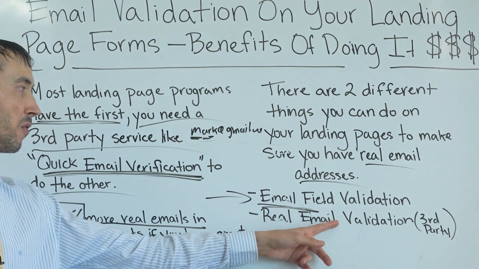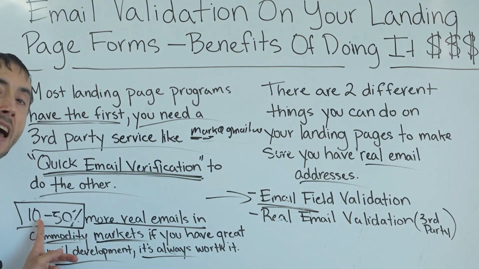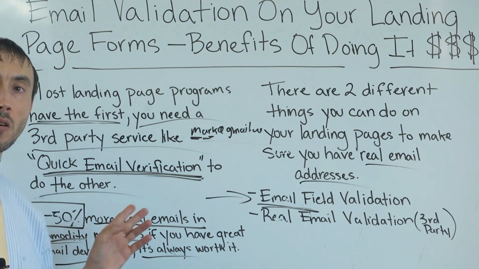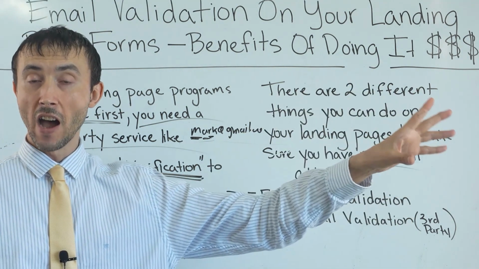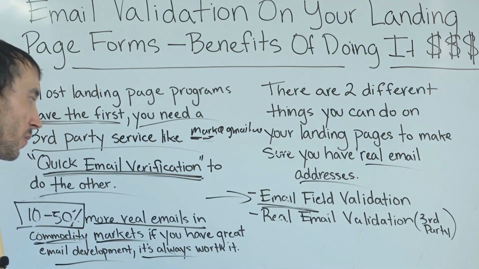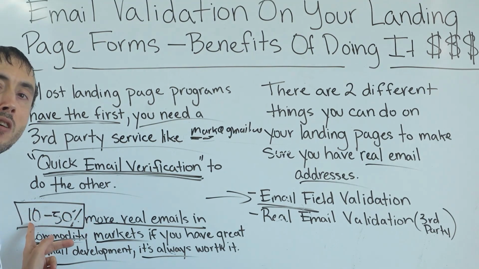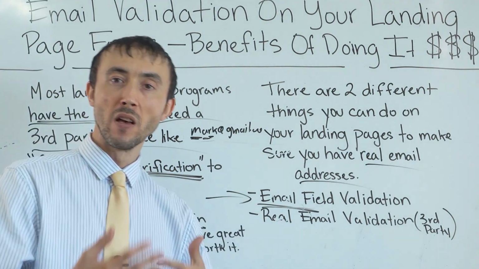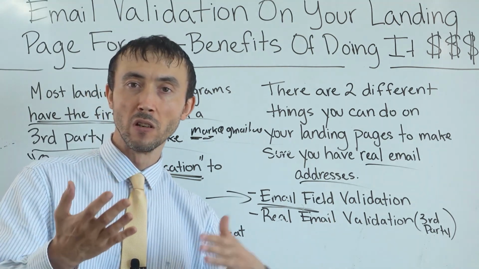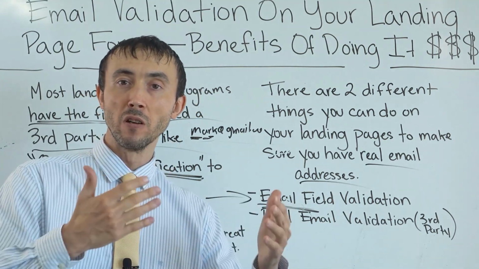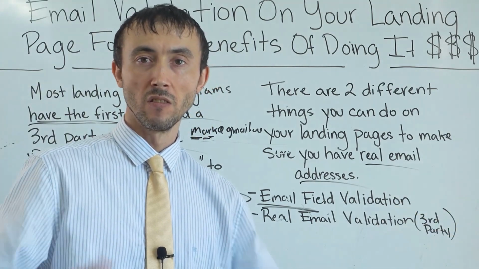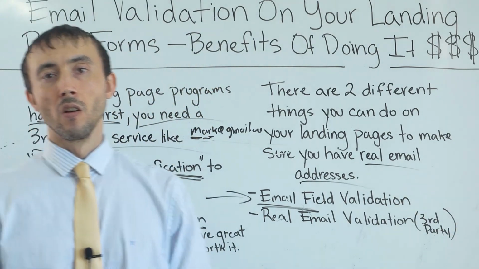So anyway, with that said, 10 to 50% more real emails than you're getting before when you add real verification of emails. Less if you get fewer fake ones now, like maybe 10% more. More if you get a higher percentage of fake emails right now. So whether you end up at 10% or 50% in the range of how many more real emails you get depends on the ratio of real to fake ones you have right now. Okay? Wrap it up with that.